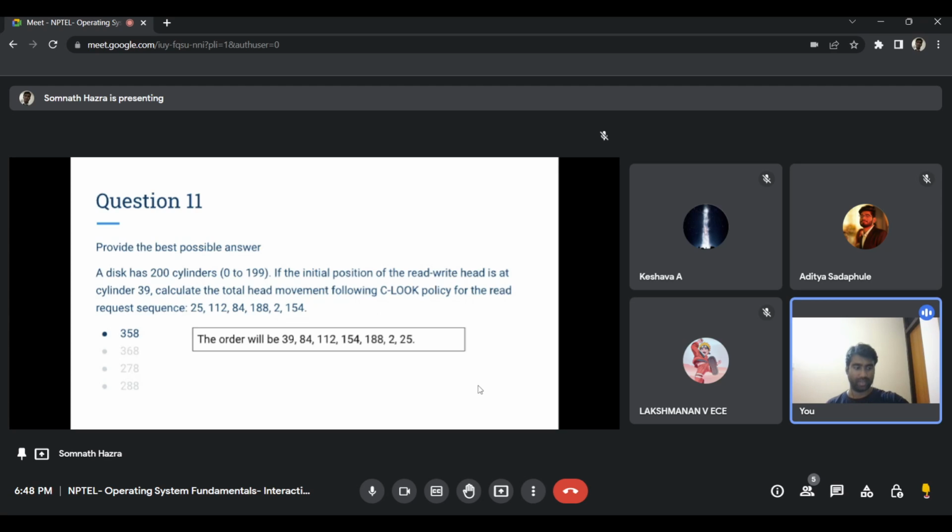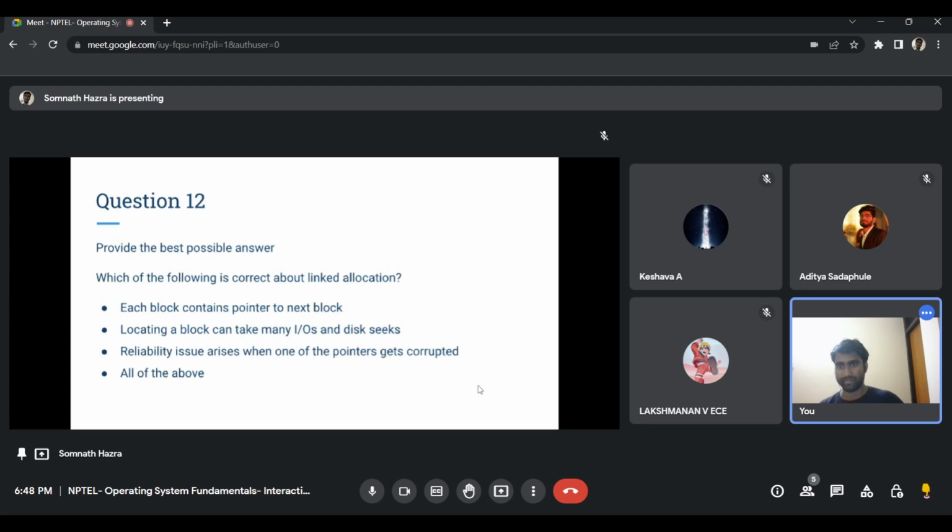Anyway, let's get to the next question. Which of the following is correct about linked allocation? A: Each block contains a pointer to the next block. B: Locating a block can take any number of IOs and disk seeks. C: Reliability issue arises when one of the pointers gets corrupted. Or D: all of the above.